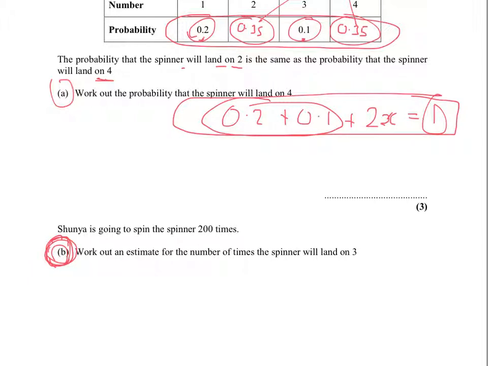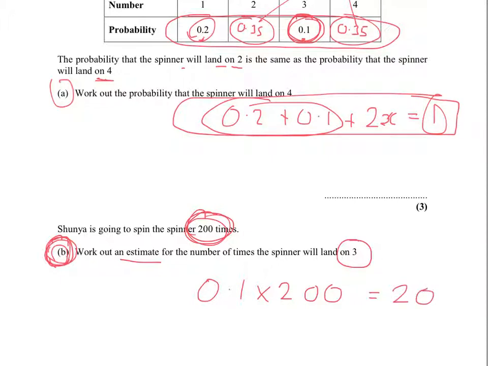She's going to spin this spinner 200 times, and we want to work out an estimate for the number of times it will land on a 3. So all we do is we take the probability of landing on a 3 and we times that by how many times? So 0.1 times 200. 0.1 times 200 is the same as 200 divided by 10, so you don't even need to get the calculator for that one, but you could if you wanted to check it.